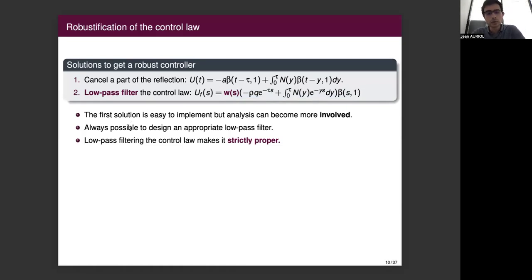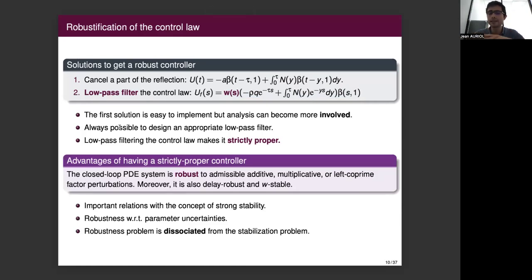Then the second option: we have shown with Florent Di Meglio and Federico Bribiesca-Argomedo that it is always possible to design an appropriate low-pass filter so that the control law becomes strictly proper and you have closed-loop stability. Having a strictly proper controller is interesting because it means that your closed-loop system will be robust to admissible additive, multiplicative, or left coprime factor perturbations. Moreover, it will be robust to delay and W stable. So these concepts obviously relate to the concept of strong stability developed for time delay systems, and it can be used to show robustness with respect to parameter uncertainties.